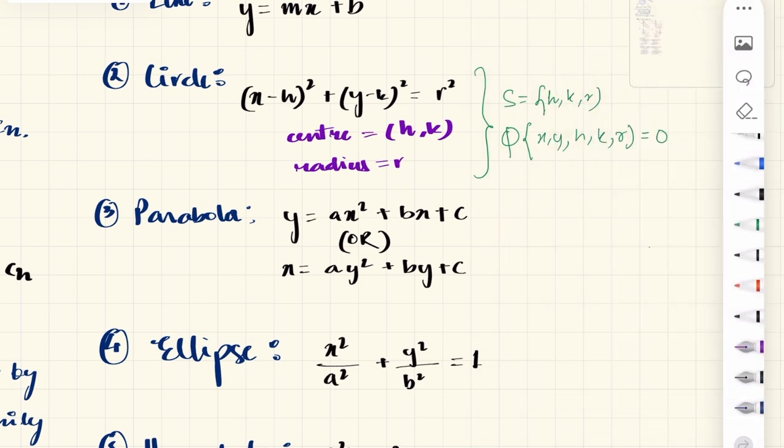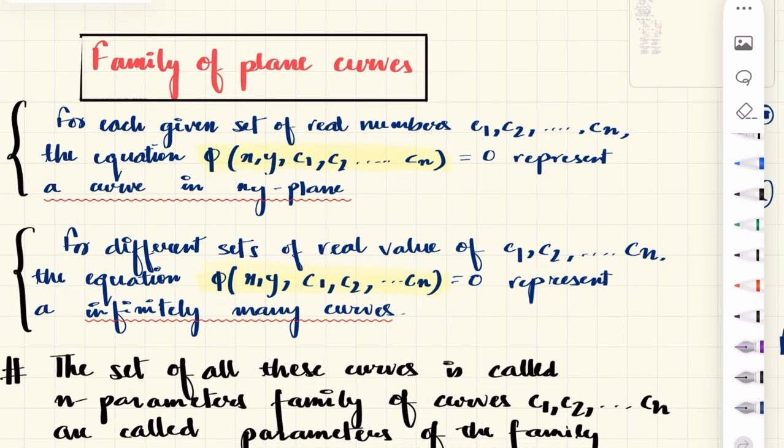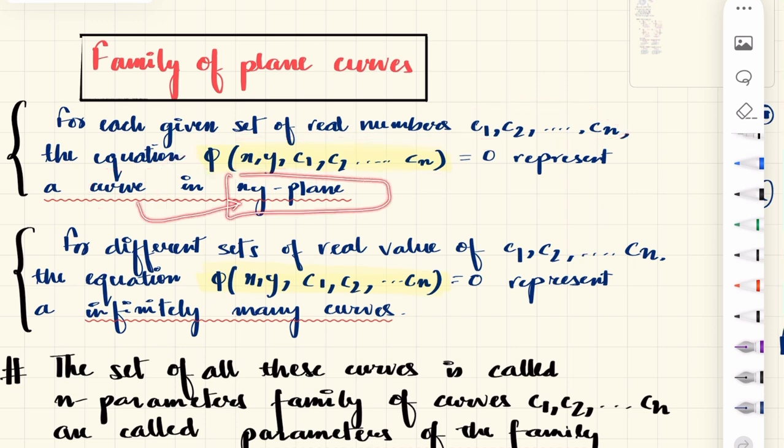So this equation is going to represent a curve. What kind of curve? A circle. It's going to represent a curve in the xy plane. That's what is mentioned in the statement. Got it? So when we are given a set of real numbers, along with x and y, we form an equation. This equation represents a curve in the xy plane. This is what is mentioned in the first statement.